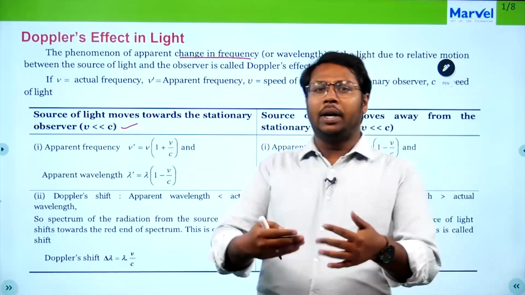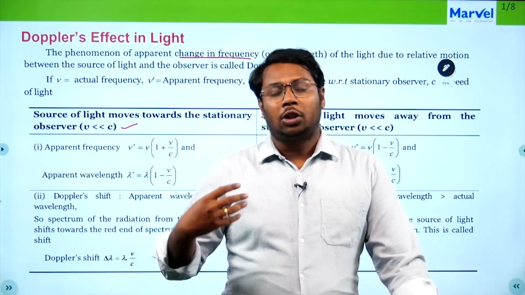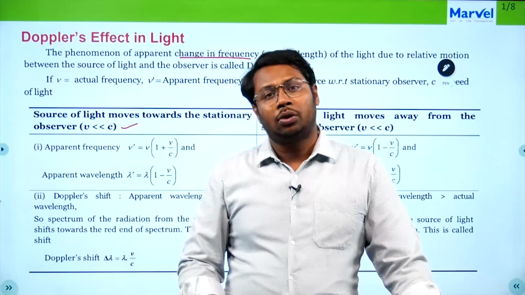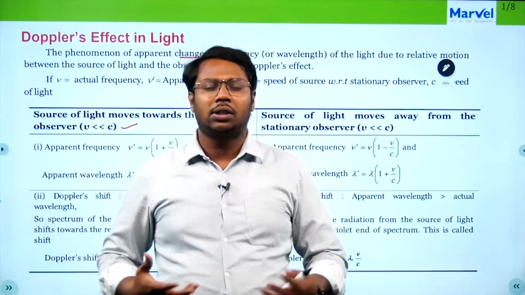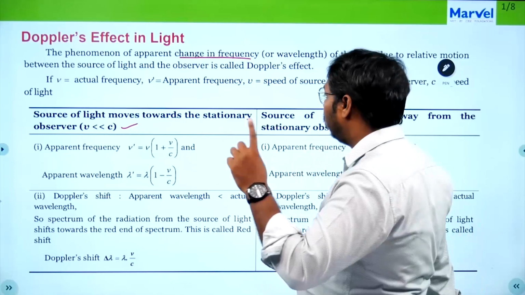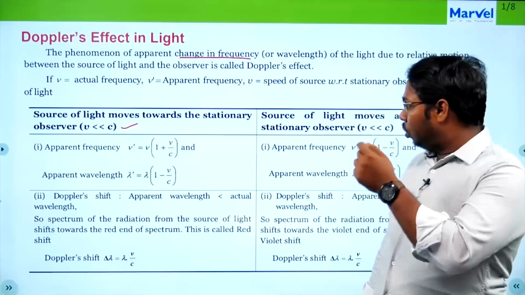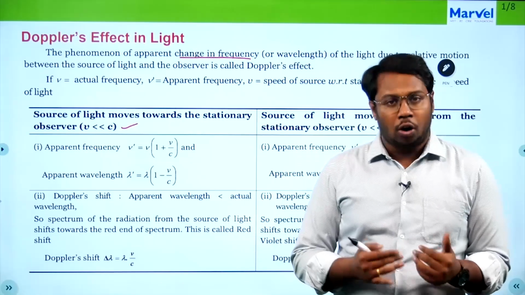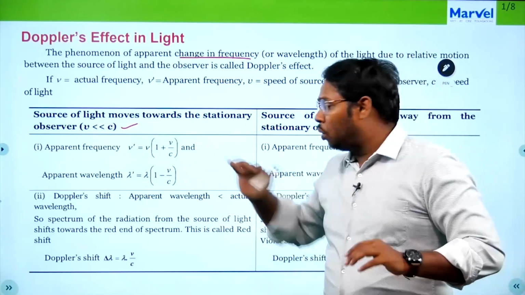To begin with, in sound we would have dealt with different factors, like the source of sound moving towards the observer, the observer moving towards the source, and both moving in the same direction or in opposite directions. We discussed many scenarios there, but here it is going to be pretty straightforward: the source of the light moves towards a stationary observer. For example, you are standing on a road, and a motorcycle flashing its headlight is approaching you. The scenario is similar to that.